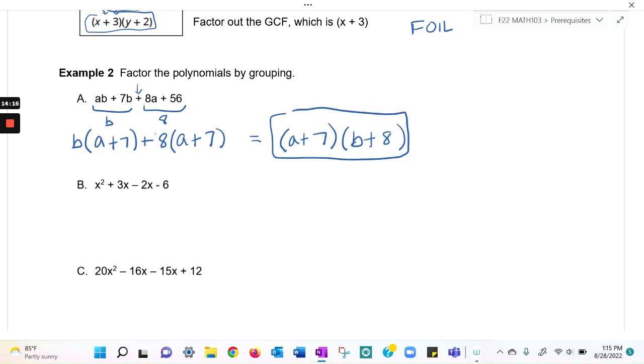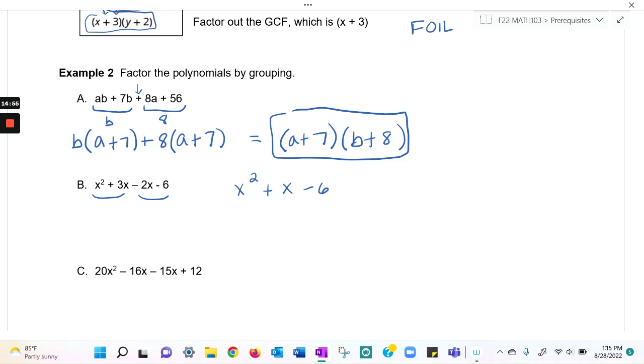All right, so let's try part B. Again, if you want, maybe try doing this one on your own, pausing the video. So same kind of thing. We're going to just leave it as is and group first 2 and second 2. You might be noticing that the 2 terms in the middle, 3x and the negative 2x, are like terms. You could actually simplify this to be x squared plus x, or 1x, minus 6. But now we don't have 4 terms anymore, so we can't use grouping.